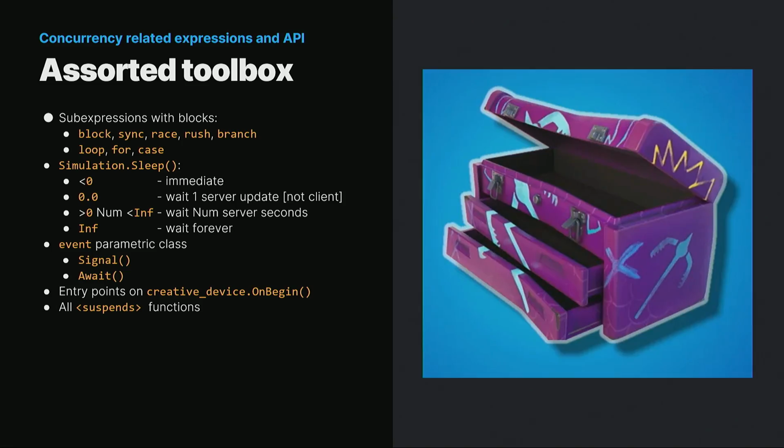There's lots of other things in the API that are often used with those main concurrency expressions. There's using them with each other, of course, so using block, sync, race, et cetera, all within their own sub-expressions. But there's anything else that allows for a block of code, like loops, like for, like case, and if.